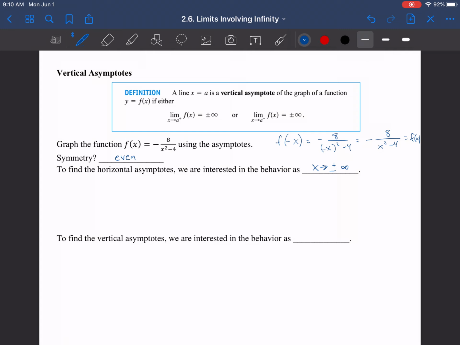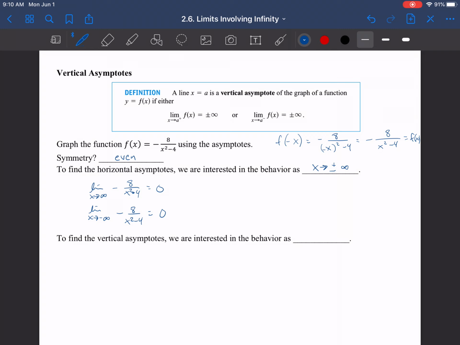As the limit as x goes to infinity here, we have negative 8 over x squared minus 4. Well, as x goes to infinity, the denominator goes to infinity, so this goes to 0. And then the same thing for the limit as x goes to negative infinity. Again, the denominator goes to infinity, so it's something small, 8 divided by something huge, infinity. It's going to 0.